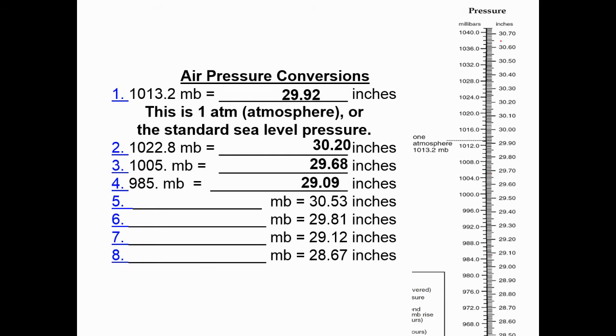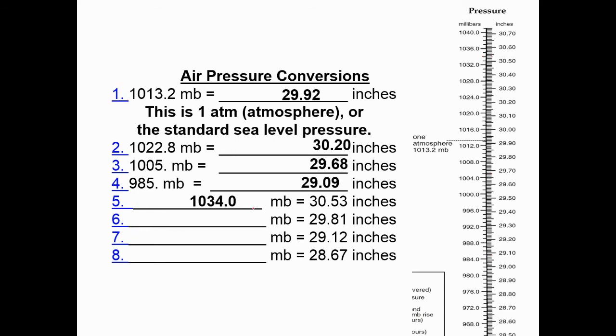So we're going to go from inches of mercury to millibars. I find this to be a little bit easier sometimes. So if I have 30.53 inches, 30, 0.5, 1, 2, 3. I have 1,032, 1,033, 1,034 millibars. So that one's pretty easy.